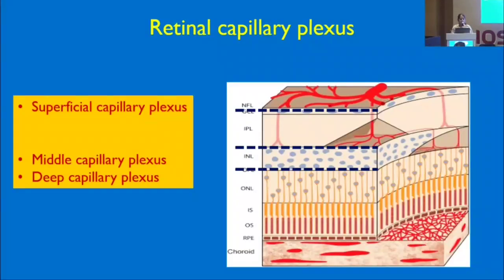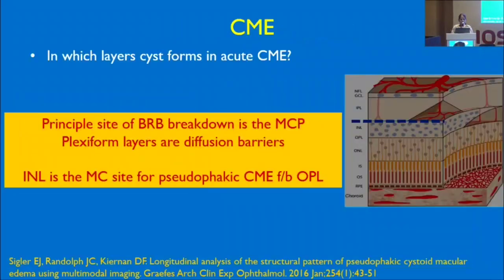So there is a superficial capillary plexus in the ganglion cell layer. In the inner and the outer side of the inner nuclear layer, we have the middle and the deep capillary plexus. Now the principal site of the blood retinal barrier breakdown is the middle capillary plexus, that is the inner side of the inner nuclear layer. So inner nuclear layer is the most common site for pseudophakic CME, and on either side of the inner nuclear layer, that is the inner plexiform and the outer plexiform, they act as diffusion barriers. So the cystoid macular edema, it occurs in the inner nuclear layer most commonly, followed by the outer plexiform layer.